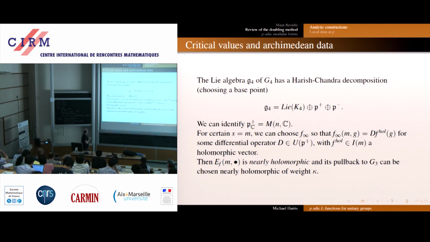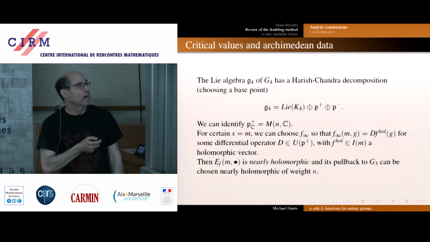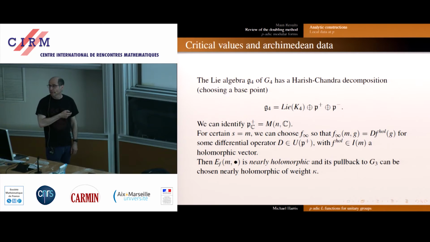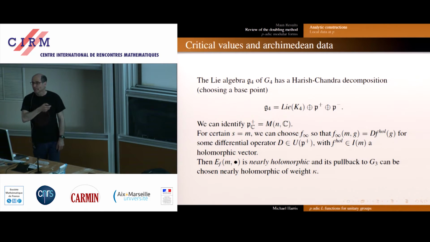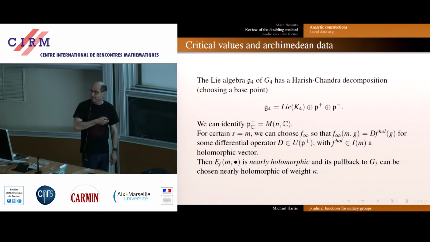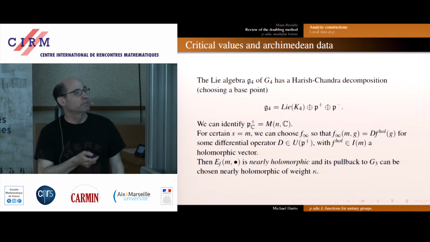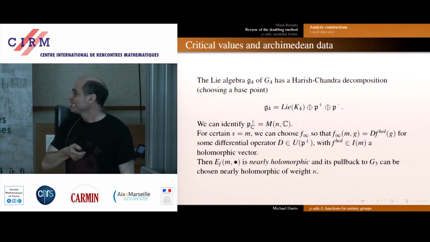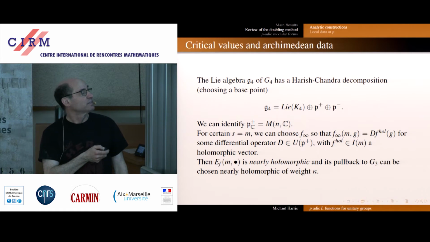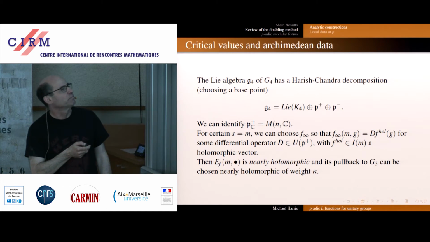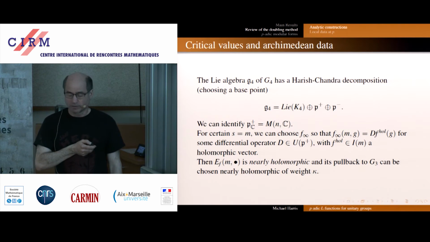At this point, the specialization of the Eisenstein series is nearly holomorphic, and its pullback to G3 can also be chosen to be nearly holomorphic of weight kappa. All right, so remember we had these anti-holomorphic forms of anti-weight kappa, so to speak, or kappa tensor, kappa flat, whatever. And now we want to pair them with something holomorphic, or it's good enough to, and this is something that Shimura invented many years ago, with something nearly holomorphic. All right.